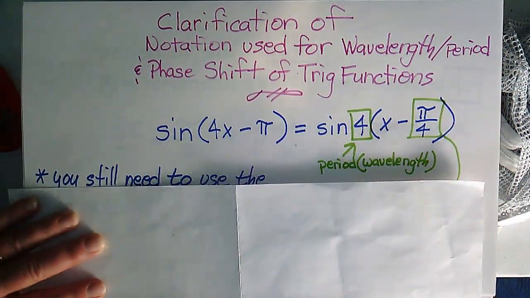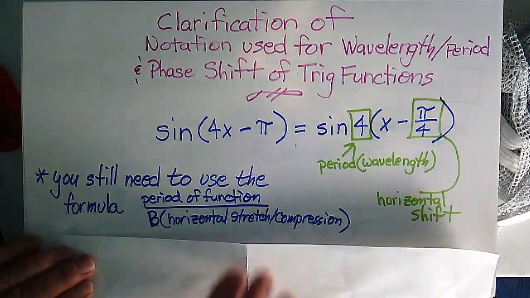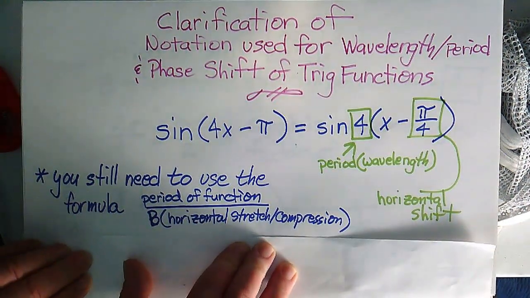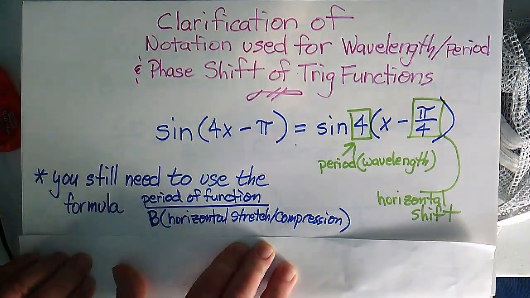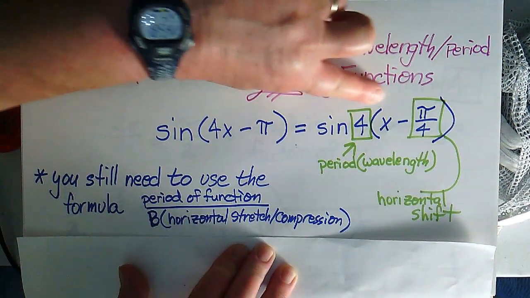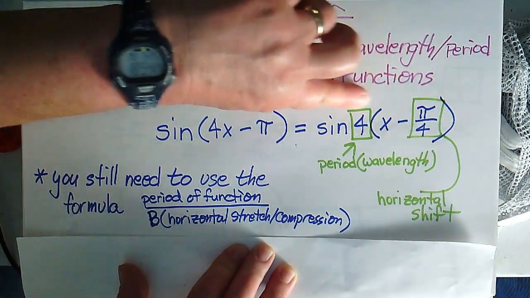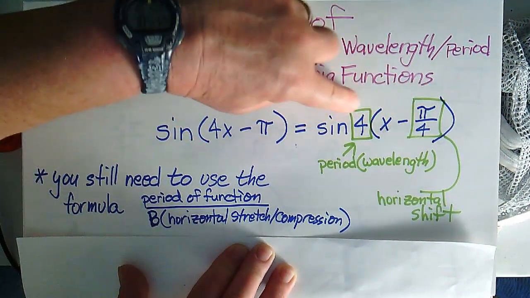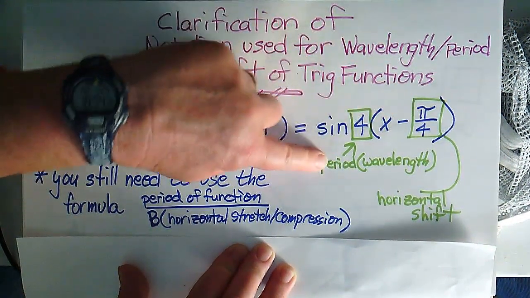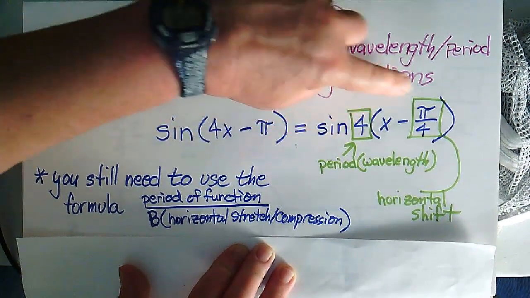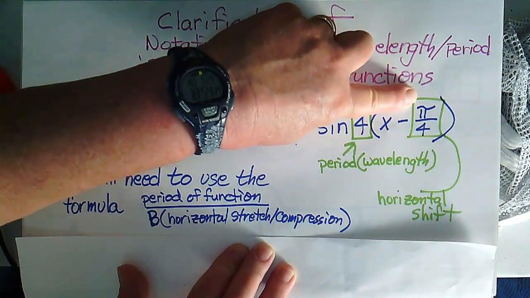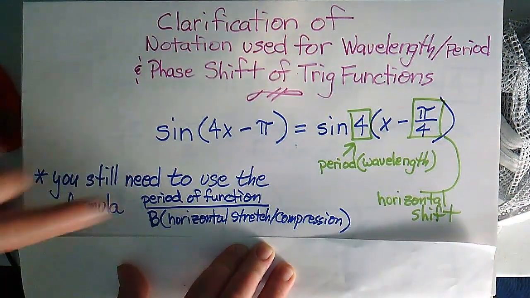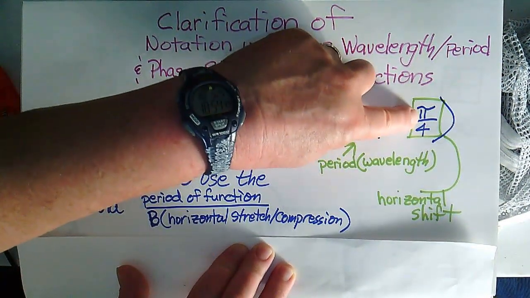Good for you. So the important thing is that on your final exam, all of the problems are written like this. So they've already factored it out so that it's very clean. You know what your period, your wavelength is. You know what your phase shift is. Okay? It's not necessarily where it's going to start, but that's your phase shift.